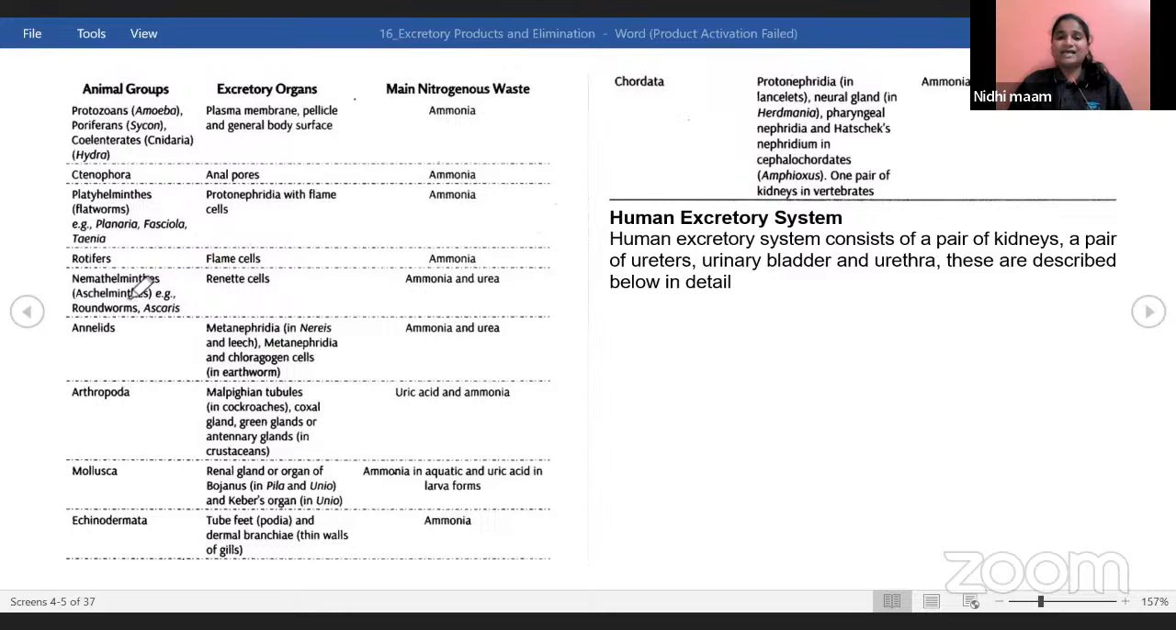Nemathelminthes, or we can say Aschelminthes. So here roundworms and Ascaris will be the example. Here renette cells come. Very important, in Aschelminthes renette cells come. So these will excrete ammonia and urea depending on the surrounding. Then in annelids, metanephridia and chlorogogue cells in earthworm. Next, arthropoda like cockroaches.